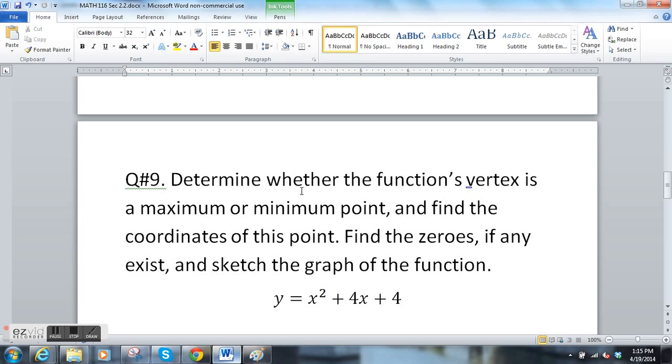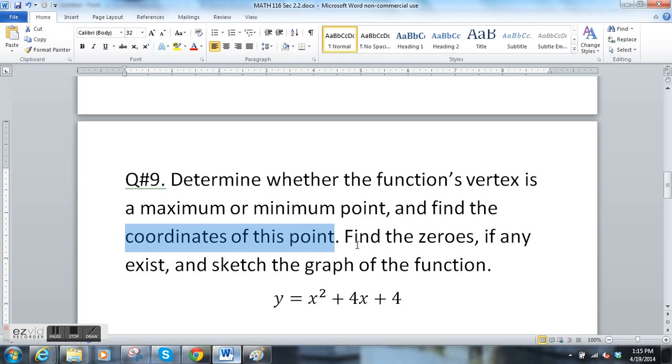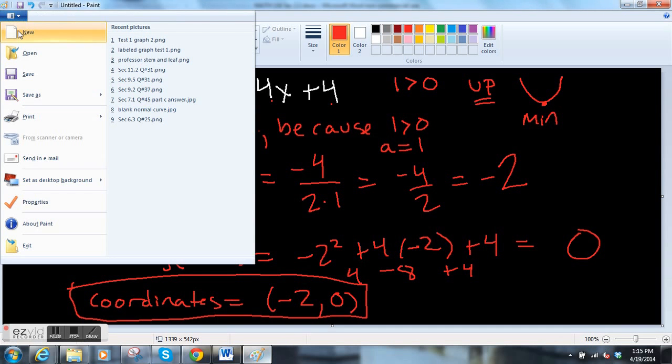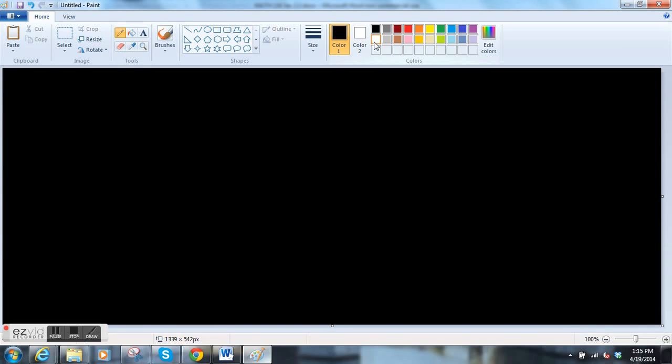So it says, determine whether the function's vertex is a maximum or minimum. We said it opened up, so it was a minimum. Find the coordinates of this point. We just found them. Now it says find the zeros and sketch the graph. Oh my goodness, it goes on and on. All right, I need a new piece of paper. So to find the zeros, here's what we're going to do.